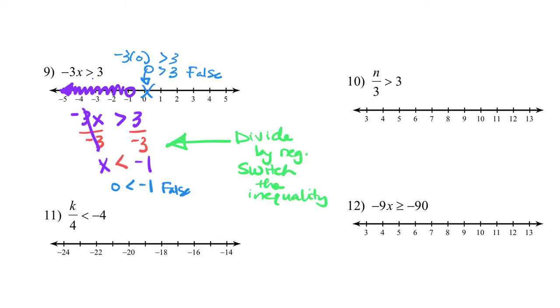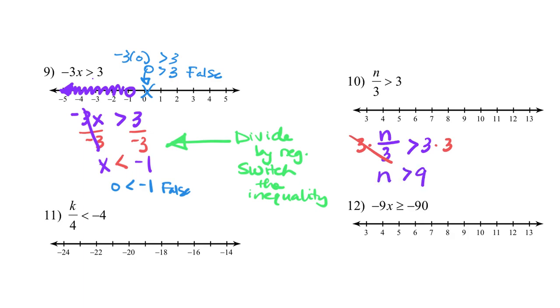Let's take a look at one more. So let's look at number 10. I'm going to rewrite it right here. I have n divided by 3 is greater than 3. And n is divided by 3, so the inverse of dividing is multiply. So I'm going to multiply both sides of my inequality by 3. I'm not multiplying by a negative, so I don't have to do anything different than an equation. So this 3n divided by 3, that cancels out, and I'm left with n is greater than, now 3 times 3 is 9.